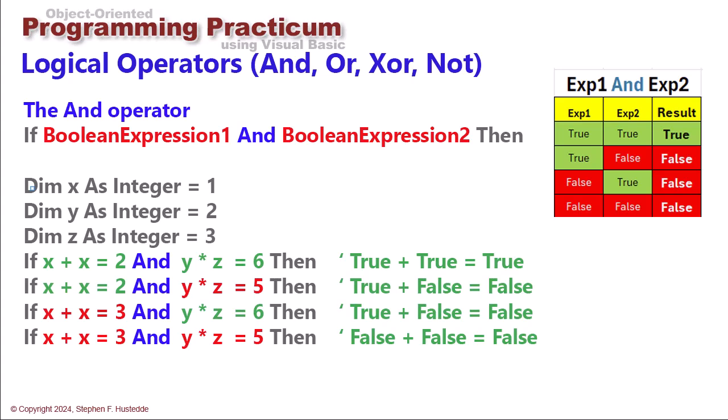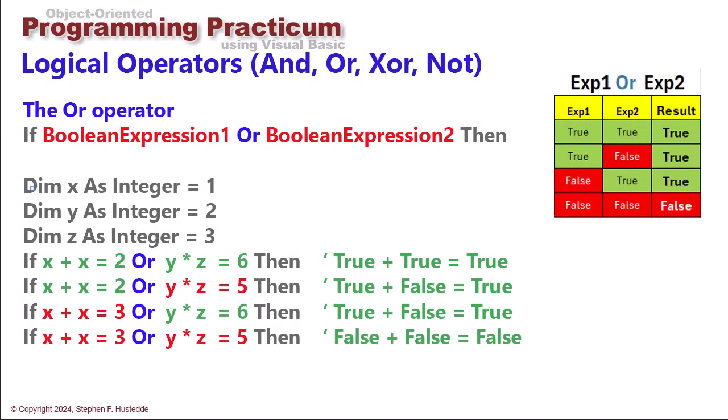This little table over on the right-hand side is what we call a truth table. And so we see the value of expression 1 and expression 2 and the result. So again, for an AND, both expressions have to be true for the whole expression to be considered true. For the OR, the whole expression is considered true if either side is true or they both are true.